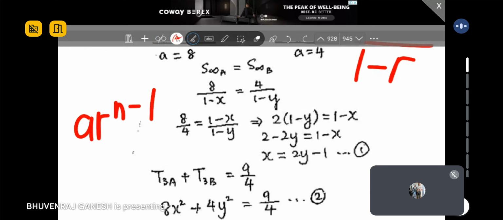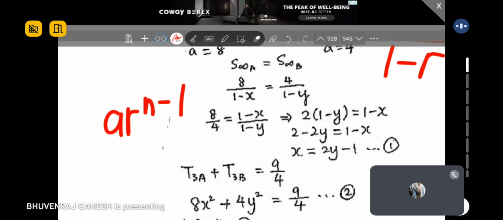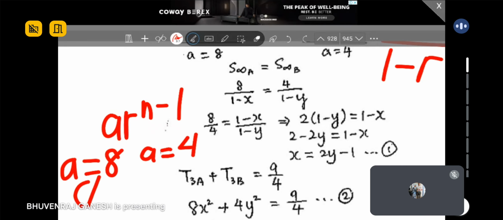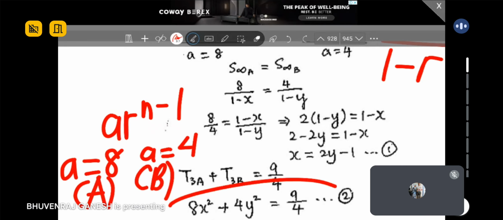AR to the power n minus 1, Tn. Okay, so you just substitute. N equal to 3, r equal to x, and then a equal to 8, and a equal to 4. This one is progression A, and this one is progression B. So you will get this equation.